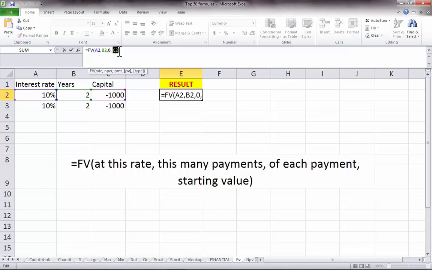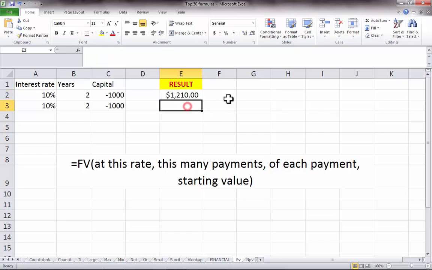For FV, actually the value needs to be negative for the output to become positive. So we're passing the values over here, and it will give you 1,210. It's telling you that you have earned $210 in interest, and it has compounded it for you.